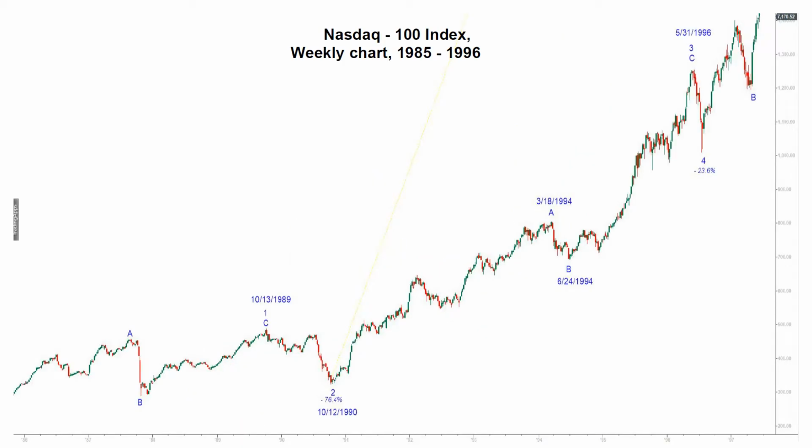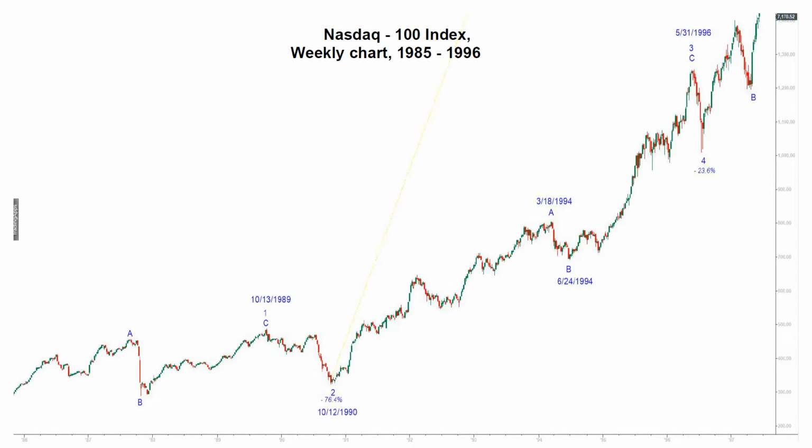And we will start working with a weekly chart. So clearly we have A, B, and C into the top made in October 1989. I counted that as wave 1. Then we have a clearly corrective wave down, A, B, and C. That would be our wave 2 down, and it bottomed in October 1990.